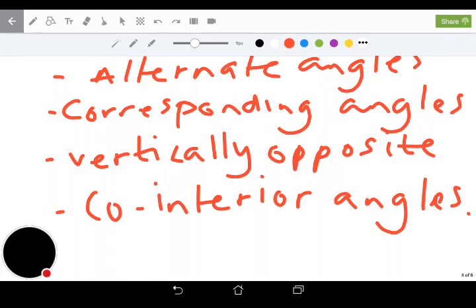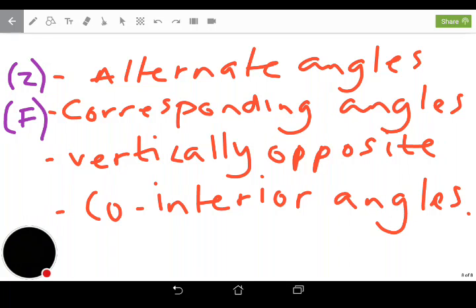Okay, I'll actually just add here as well what we actually call them. So your alternate angles, if you want to think of them as the Z angles to help you identify them, the corresponding angles were F, and they could also be upside down or back to front as well. When something is vertically opposite, it's just when it's directly opposite, and co-interior angles were your C angles. So maybe just take a screenshot of this page, or just write it down again.